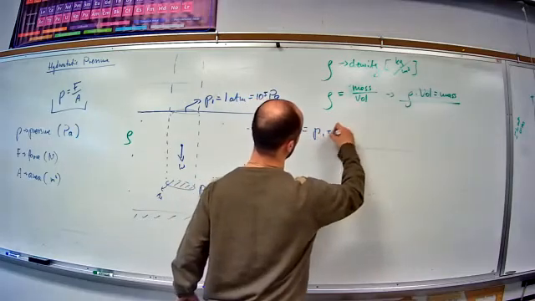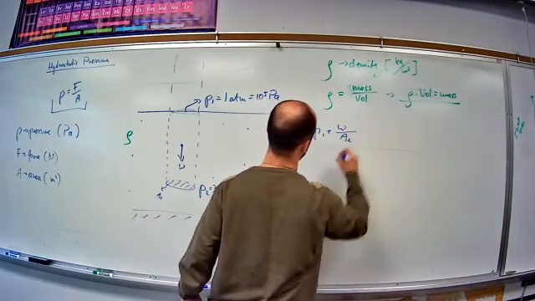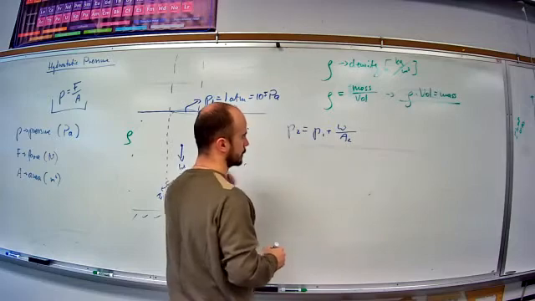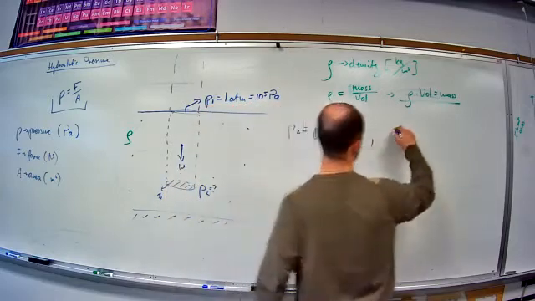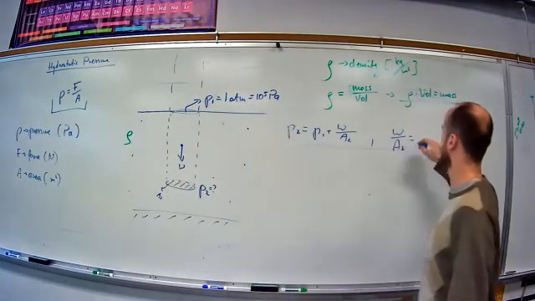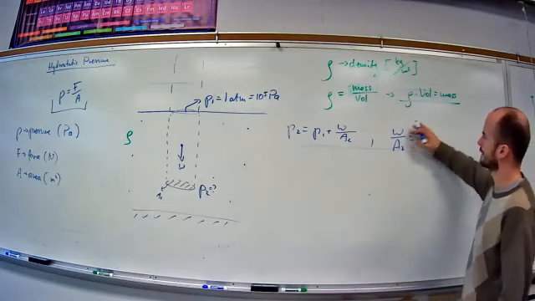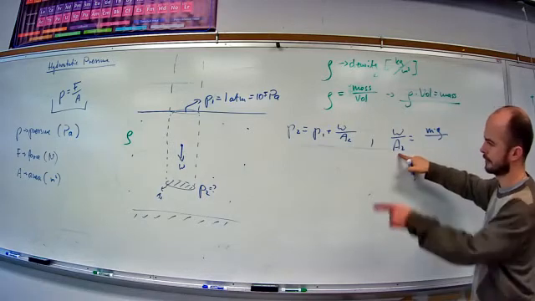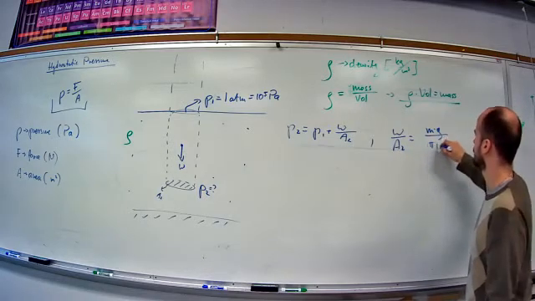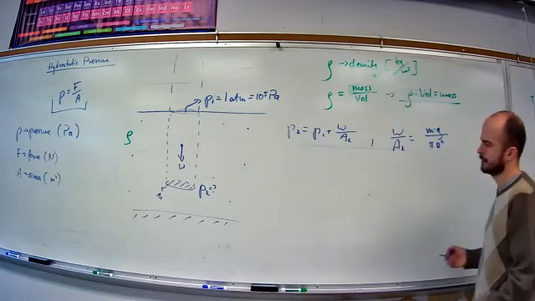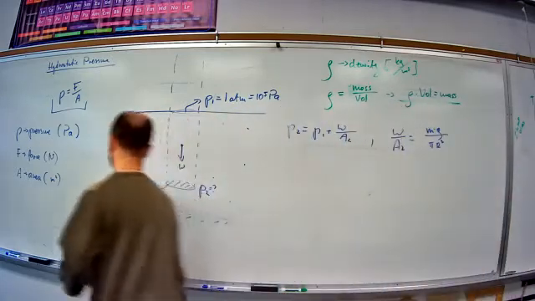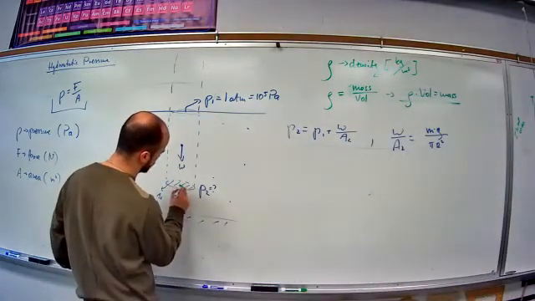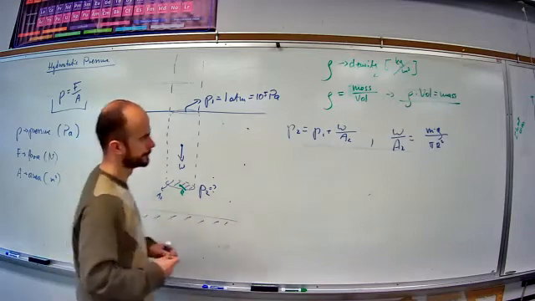P2 equals P1 plus weight over the area A2. Let's see if we can modify it a little. So what I'm going to do is I'm going to extend this weight over A2 further. Well, weight is just mg divided by the area of that little plate. That's going to be pi r squared, where r is the radius.